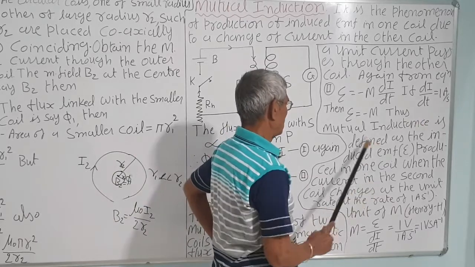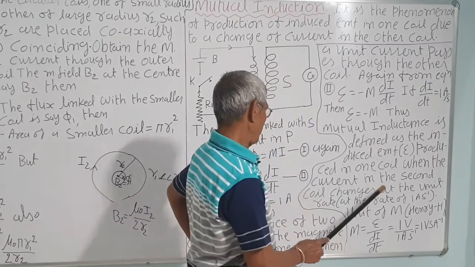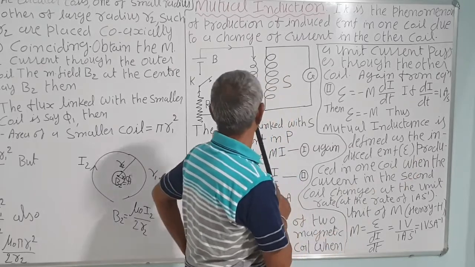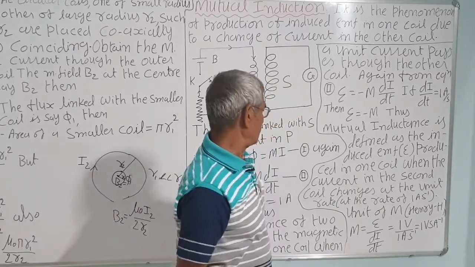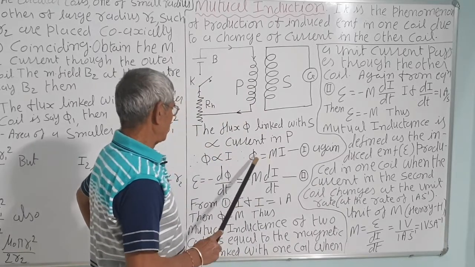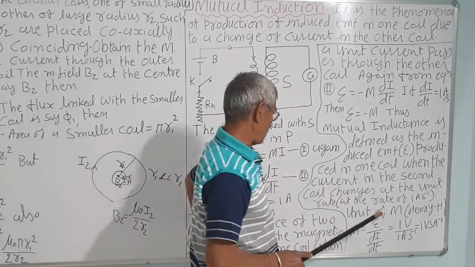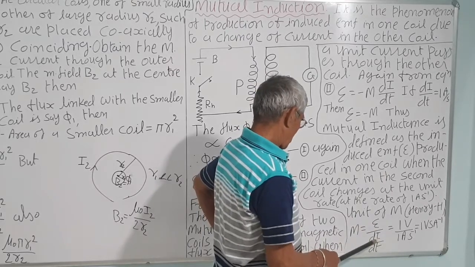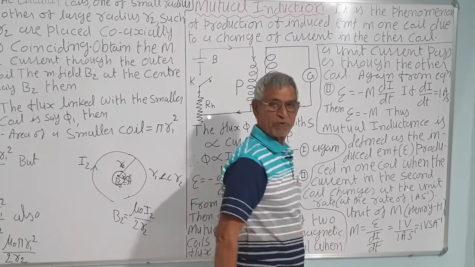Thus mutual induction is defined as the induced EMF E produced in one coil, that is the S coil, when the current in the second coil, that is primary, changes at the rate of 1 ampere per second. Its unit is Henry, or Weber per ampere. M is equal to phi upon I, where I is current in ampere and phi is in Weber. So Weber per ampere or Henry. Or you can say M is equal to E volt upon dI by dt, that is ampere per second. So volt into second into ampere to the power minus 1.